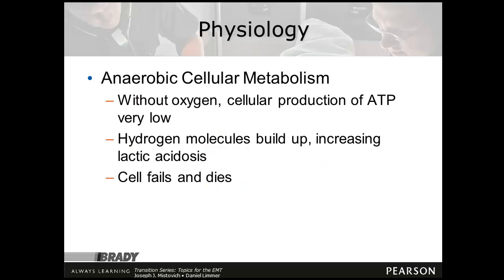In anaerobic metabolism, which is an older process, the mitochondria convert their pathway, use hydrogen molecules to rebuild pyruvic acid, and produce a smaller amount of ATP. In that process, lactic acid is built up within the cell.